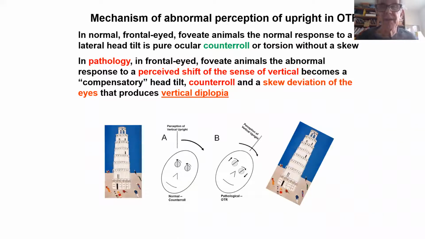In pathology, when there's a stroke, for example, or a brainstem lesion, the abnormal response to a perceived shift of the vertical becomes a compensatory head tilt. Of course, it's not really compensatory because there's no real peripheral problem, an ocular counterroll, and a skew deviation of the eyes that produces vertical double vision. So because the perception of vertical is tilted, we develop this compensatory response, which has these pathological features.